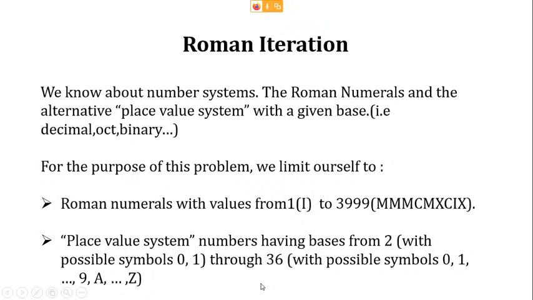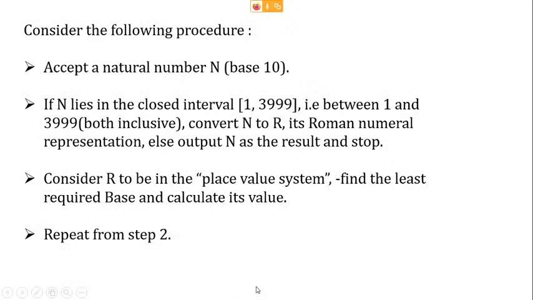So let us proceed further and see what they have given. Consider the following procedure. Accept a natural number n of base 10. Whenever the number has base 10, that is nothing but a decimal value. So from the user we are going to accept a decimal value of base 10. If n is in the closed interval of 1 to 3999, what they mean here is that the input you are given is within this particular range.